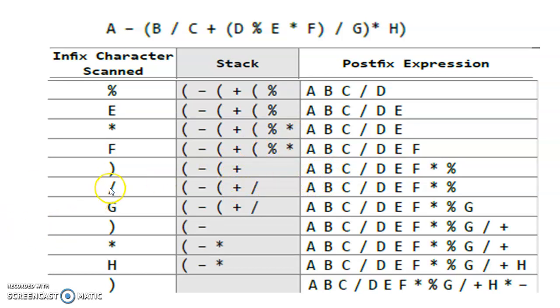Then divided by is coming. So already inside plus is there. Now I am adding the divided by. So plus is having the lower priority than the divided by. That's why there was no problem. Push it onto the stack. Then G is coming. G is alphanumeric character. So I am adding it at the end of the postfix expression.